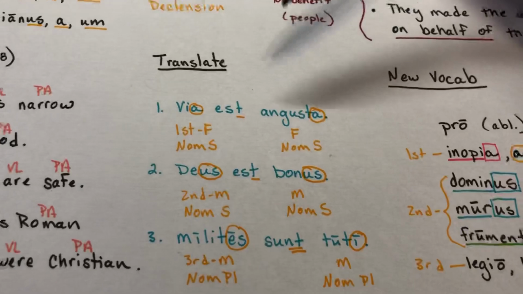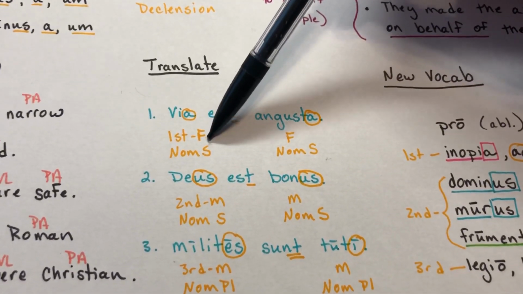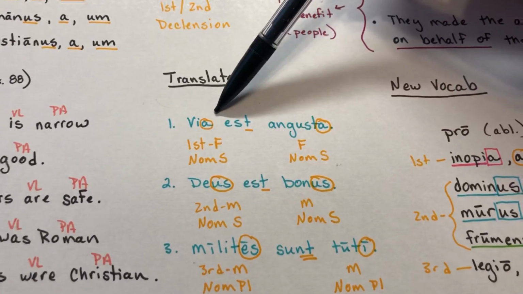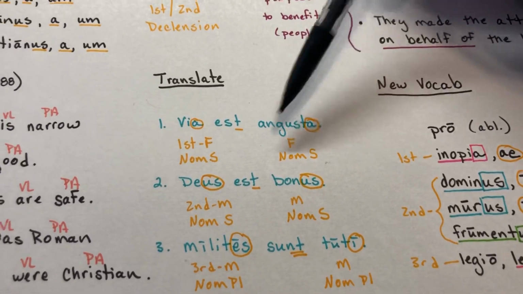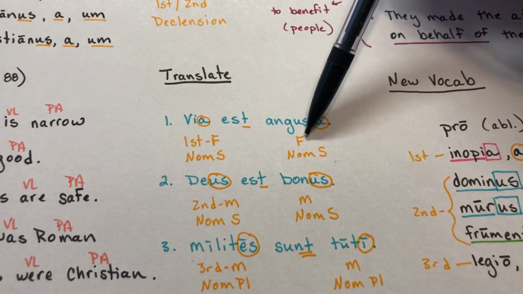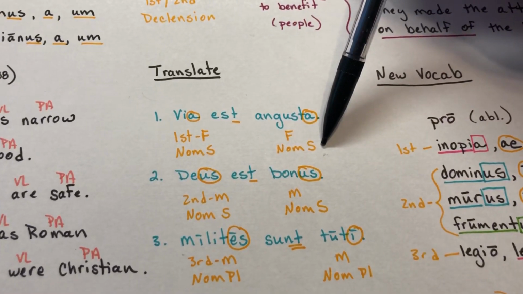Our goal here is to take the noun, recognize the declension and gender and the case, and then come over here, and this is the word that they have to come up with in the exercise: if it's feminine here, it's going to be feminine there. If it's nominative singular here, it's going to be nominative singular there.